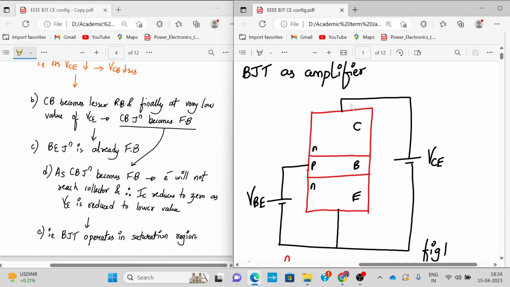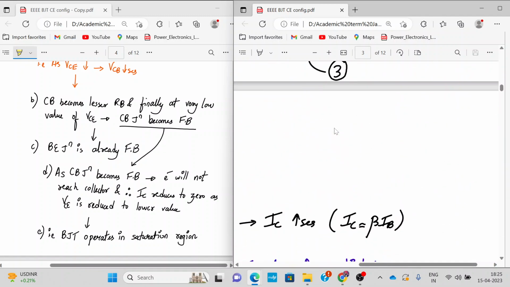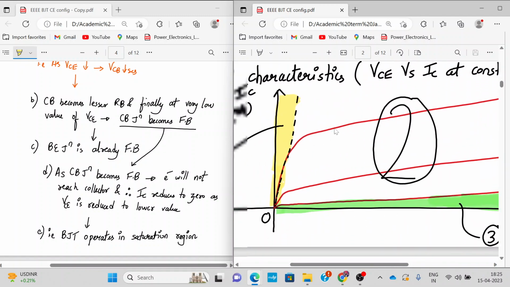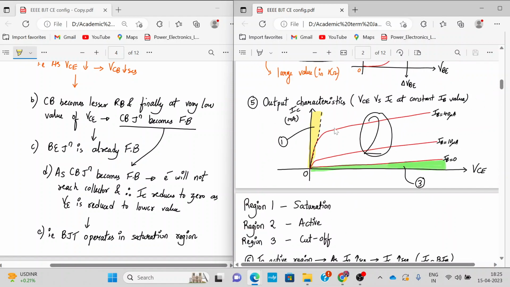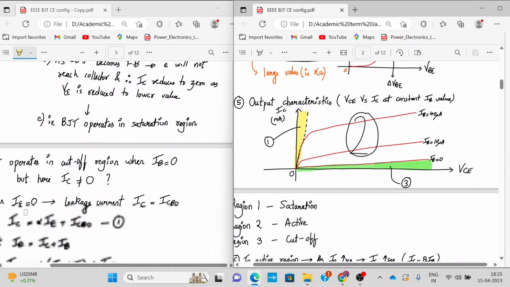So that is the reason why the electrons are not reaching the collector terminal, the collector region, and hence they are not contributing to current flow. Therefore the IC value drastically reduces to zero as seen from the output characteristics over here. As we reduce the value of VCE to a lower value, the IC value drastically falls to zero. So this is the region of operation where the BJT operates in the saturation region.